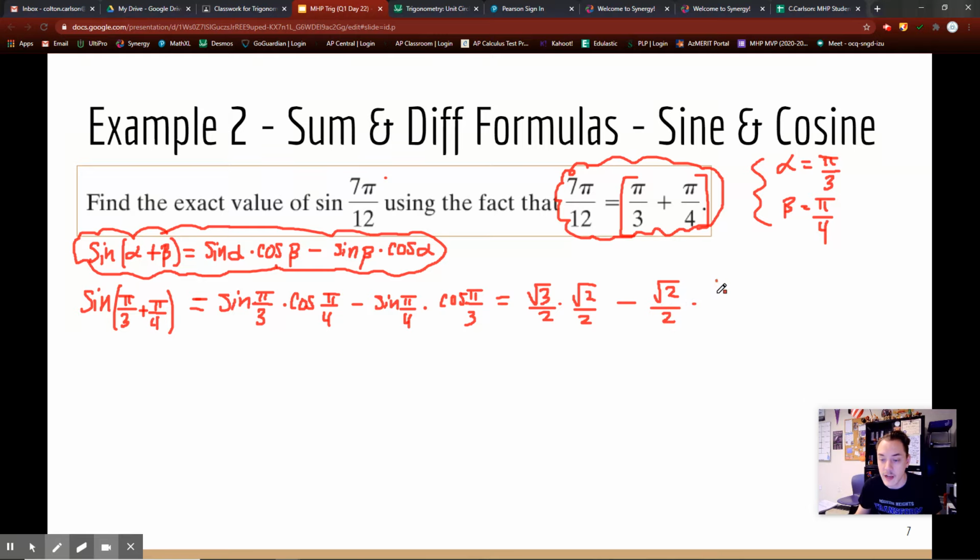And then this is going to be 1/2. Cosine of pi over 3, that's also cosine of 60 degrees. Okay? What does this simplify out to? So this is going to be radical 6, and then minus radical 2, and then of course it's all going to be over 4. So this is my final answer. So that is what sine of 7 pi all over 12 is.